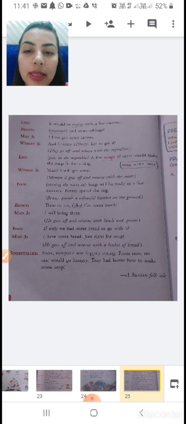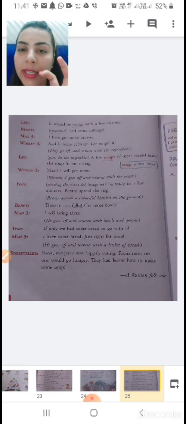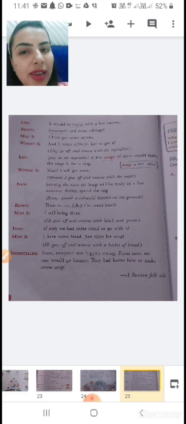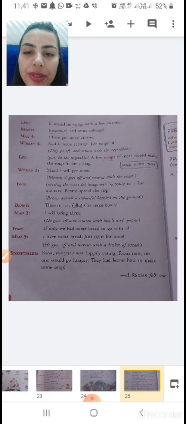Then Benny continues, and some cabbage. If we have some cabbage and carrot, then the soup will be much tastier. Then the third man says, I got some carrots. Then the third woman says, and I got some cabbage. They go off and return with the vegetables.